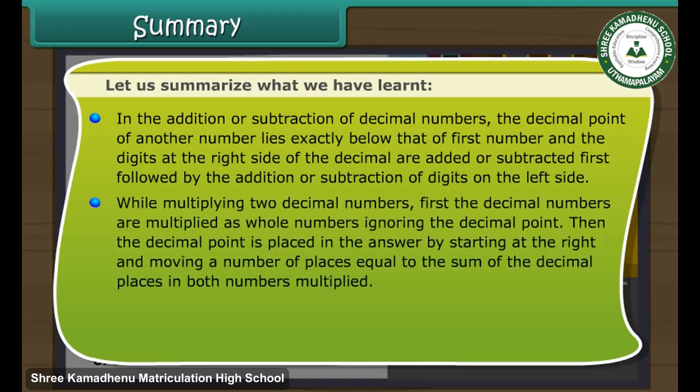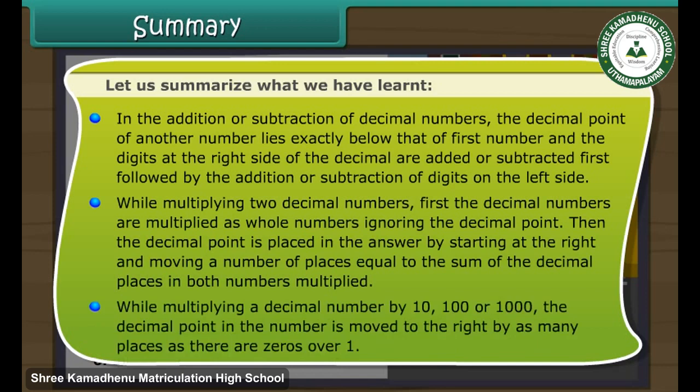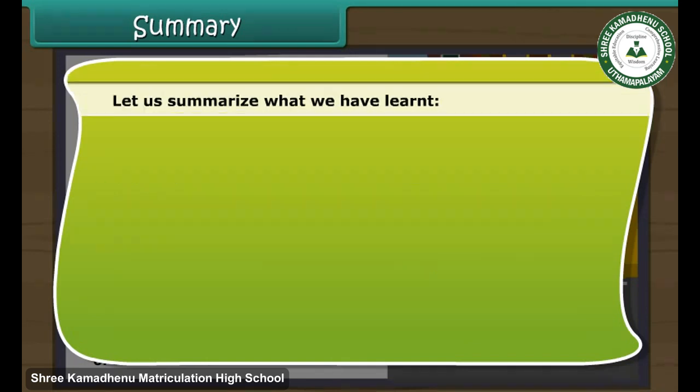While multiplying two decimal numbers, first, the decimal numbers are multiplied as whole numbers, ignoring the decimal point. Then the decimal point is placed in the answer by starting at the right and moving a number of places equal to the sum of the decimal places in both numbers multiplied. While multiplying a decimal number by 10, 100 or 1000, the decimal point in the number is moved to the right by as many places as there are zeros over 1.